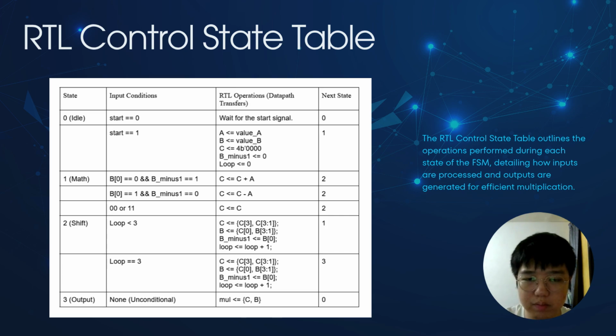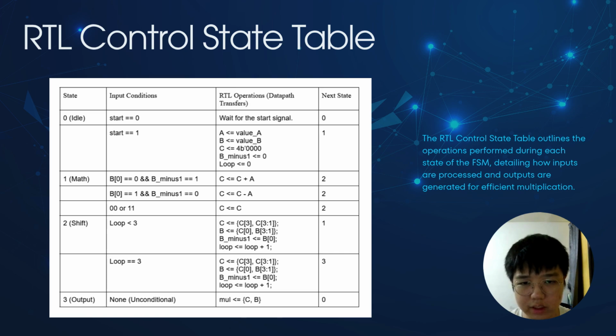Okay, so when loop is lesser than 3, C will be the top bit of C and also the bits of 3 to 1 in the last C. So B will be updated with C0 as the most significant bit and B following with B3 to 1 bits. Okay, then also we have B minus will be B0 bit. Then also we'll update 1 into the loop. Then it will move to state 1 again, then move to state 2 again.